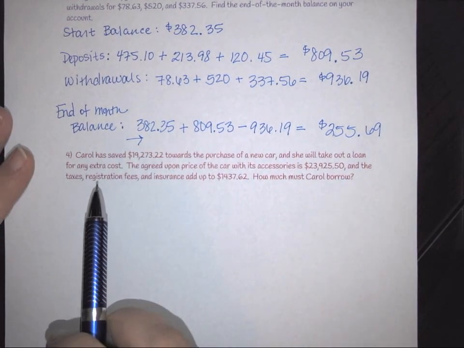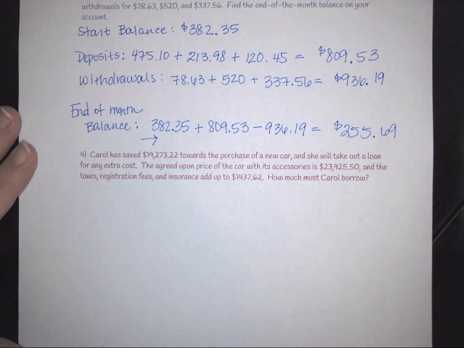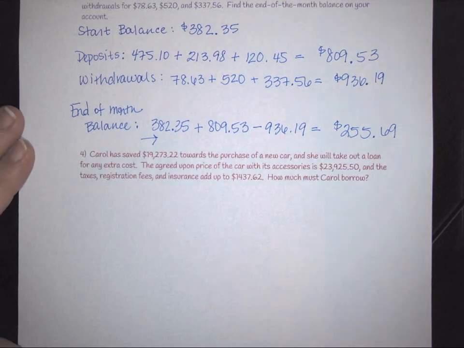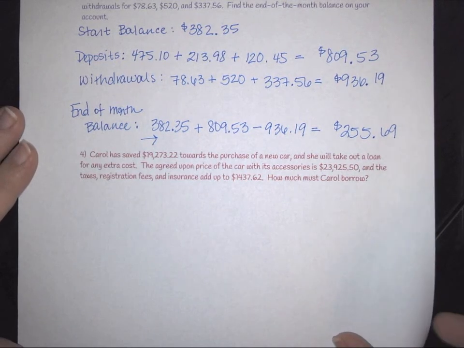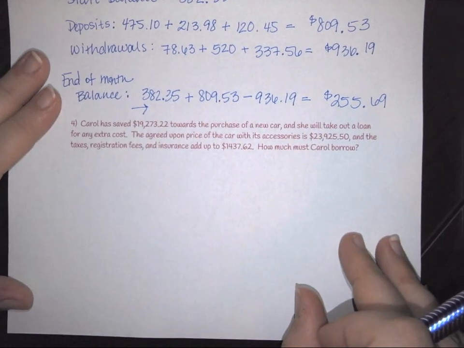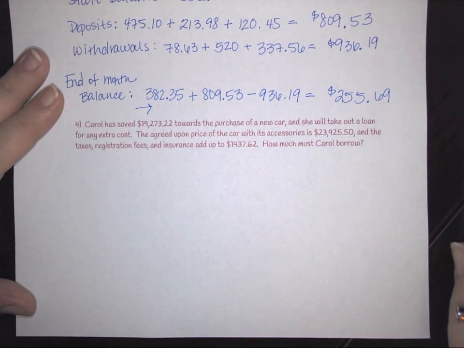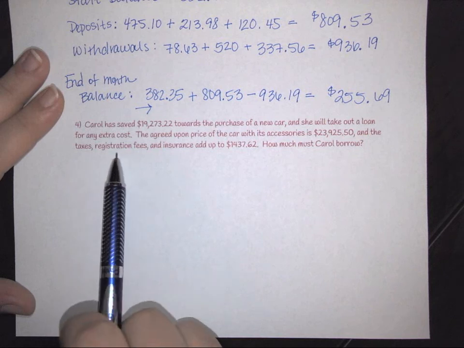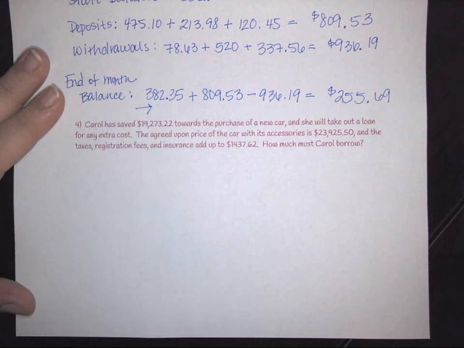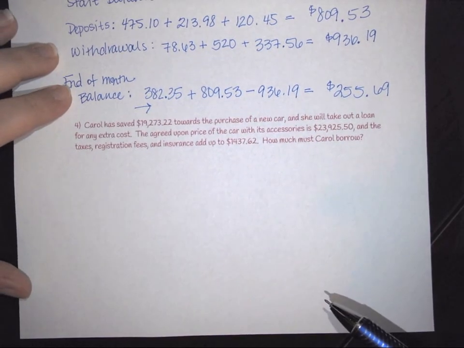Now the last thing we have is that Carol saved $19,273.22 towards the purchase of a new car, and she will take out a loan for any extra cost. The agreed upon price of the car with its accessories is $23,925.50. And the taxes, registration fees, and insurance add up to $1,437.62. So how much must Carol borrow?